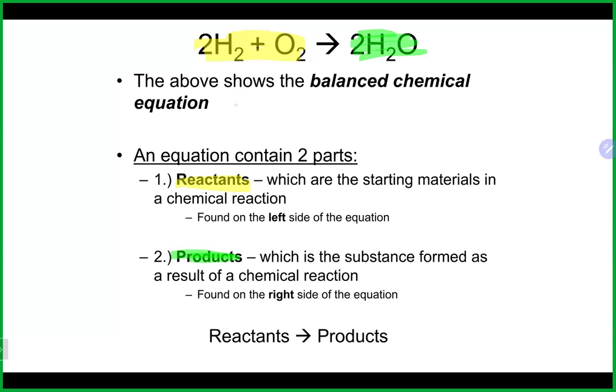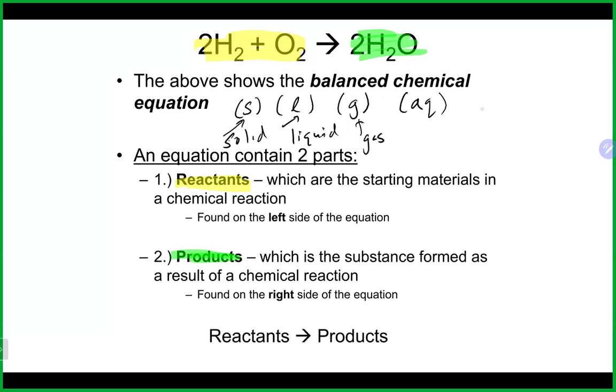For example, next to formulas, we may see S written, we may see L written, we may see G written, and we may see AQ written. That means that substance is in the solid state if it's an S. It's in the liquid state if it's an L, it's in the gas state if it is a G next to it, and it is the aqueous state is what the AQ stands for. Aqueous basically means a water environment.